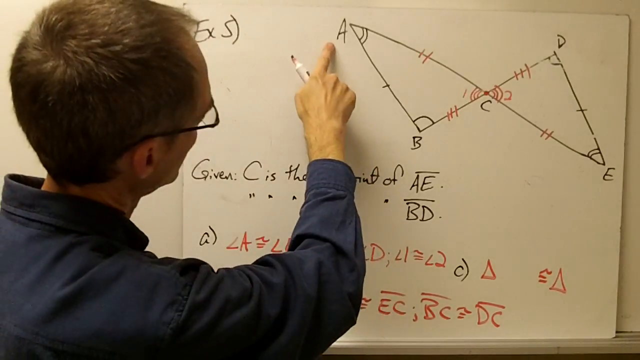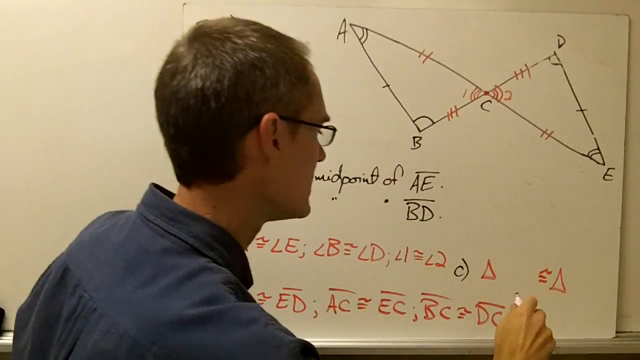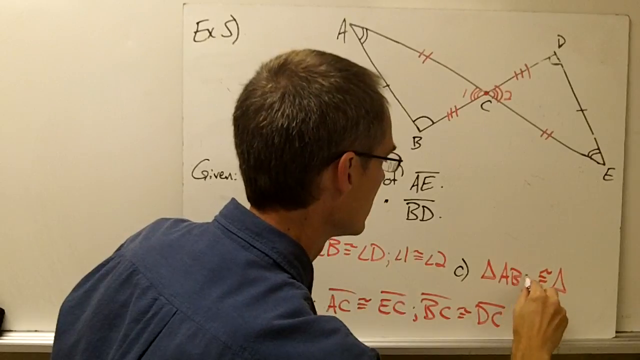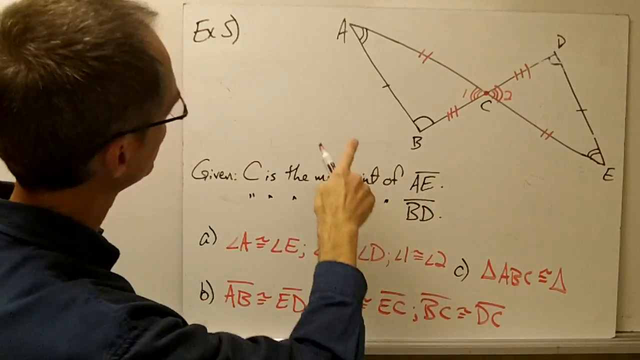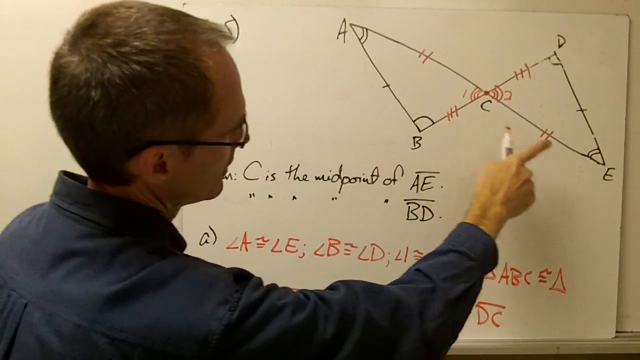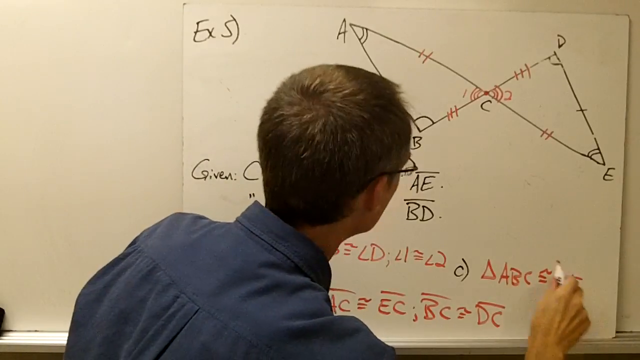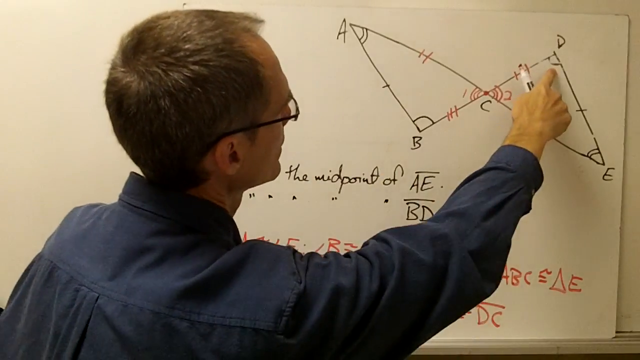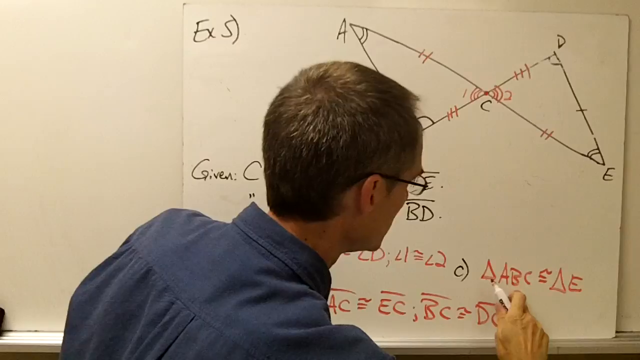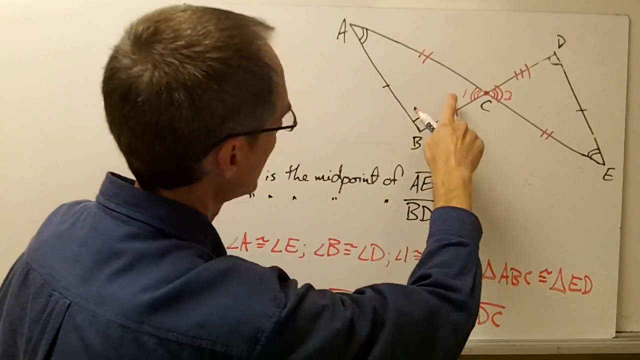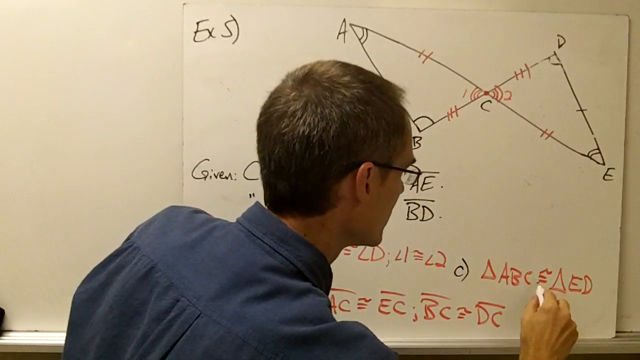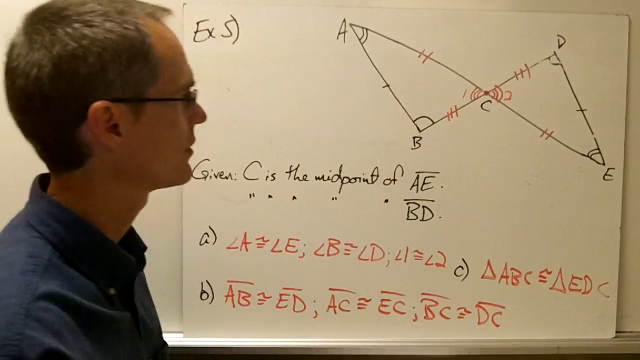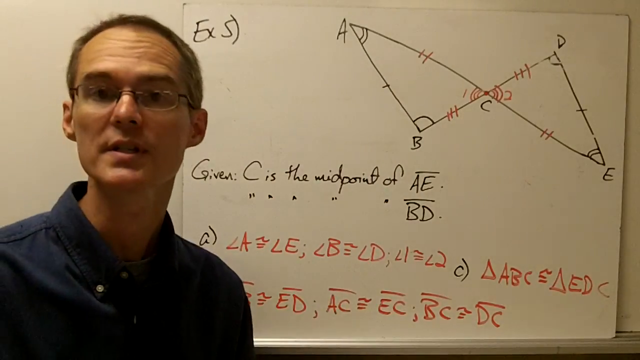Now I can write my congruency statement. So triangle ABC is congruent to triangle, so let's see, A goes with E, B goes with D, and C on this triangle goes with C on this triangle. So there's my congruency statement for example number 5.